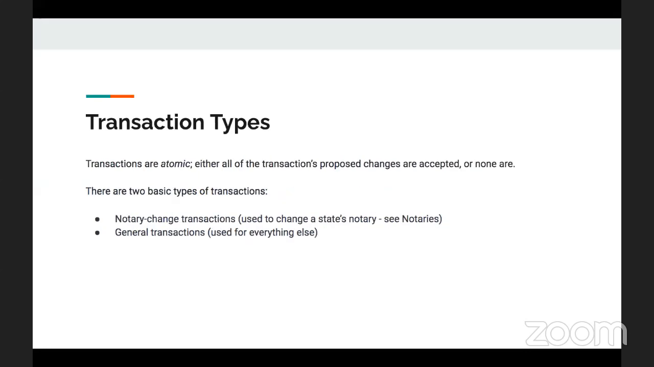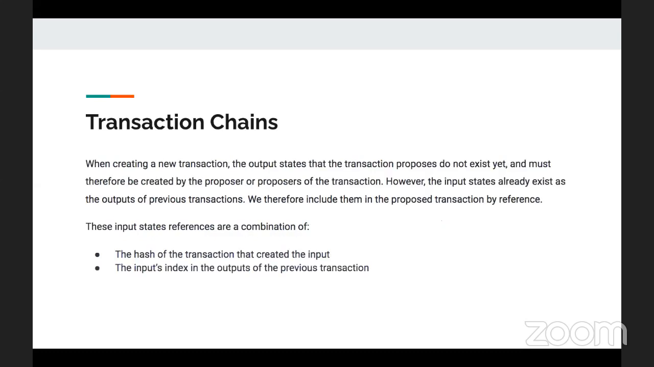Transaction types. It's important to understand transactions are considered atomic, similar to databases. Either all of the transactions are accepted or none of them are accepted. So this is like an all or nothing scenario. There are two basic types of transactions: notary change transactions and general transactions. When you want to change a state's notary, that's a very important type of transaction. Other examples are all the general transactions.